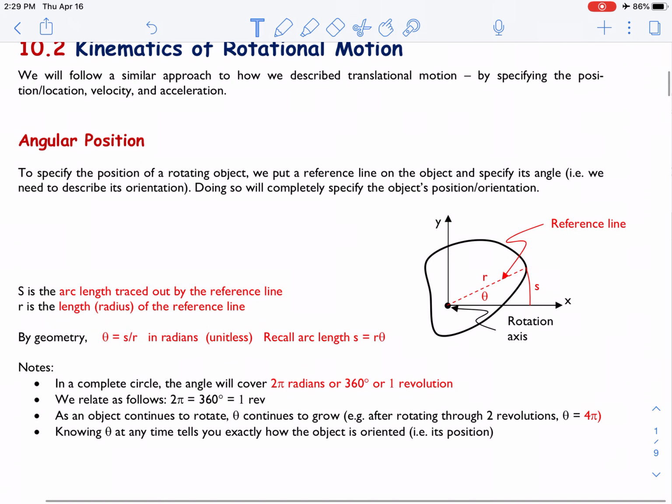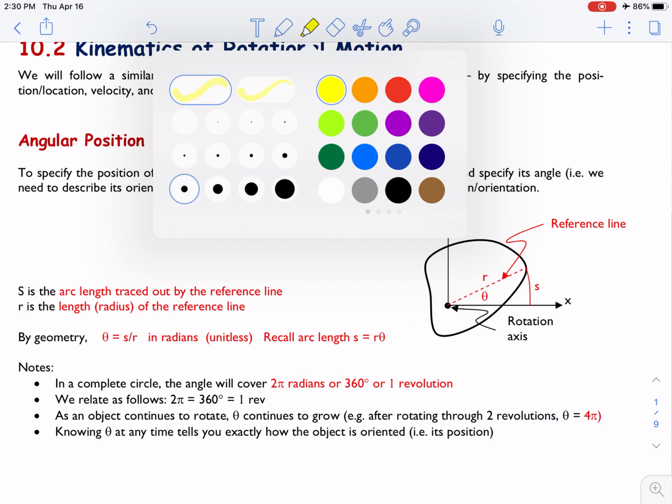So again, instead of saying position, we're saying angular position for rotational motion, but it's a very similar definition. To specify the position of a rotating object, we put a reference line. So you can see the dashed line here. I'm going to highlight a few things while I'm doing this.